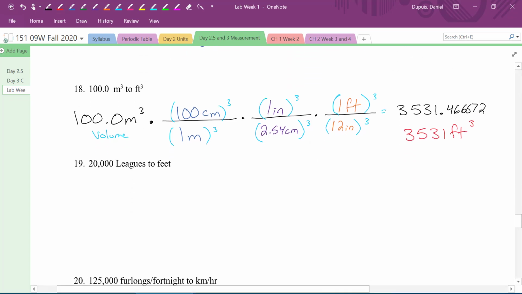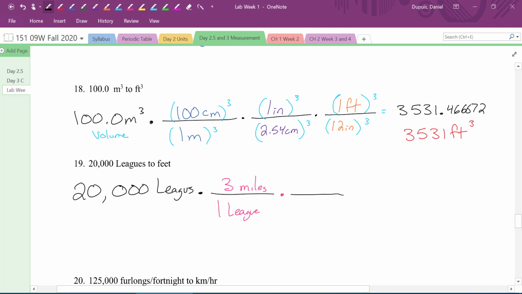All right, 20,000 leagues to feet. 20,000 leagues. All right, so leagues to feet. Well, 1 league happens to be 3 miles. It's good to know. You ever watch the old movie 20,000 Leagues Under the Sea? How far is that? Well, that's 3 miles. A league is 3 miles, so times by three. Which would be 60,000 miles, which is quite far.